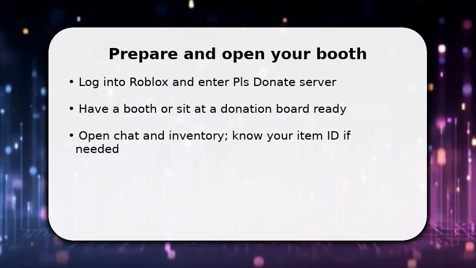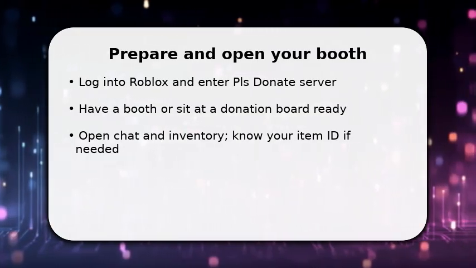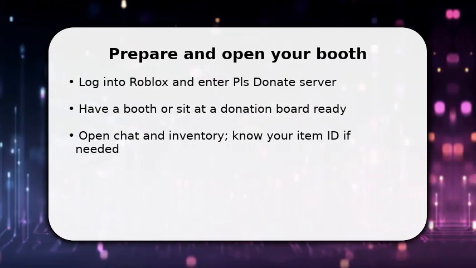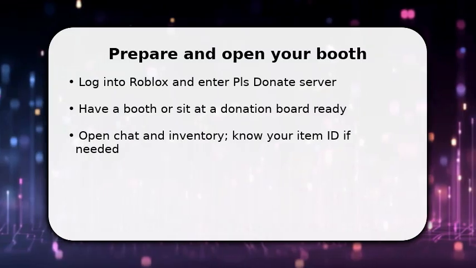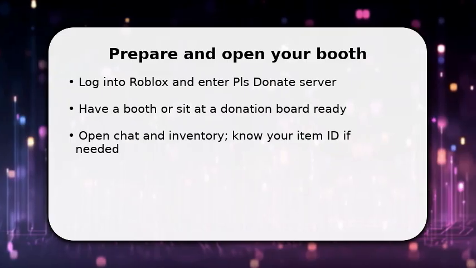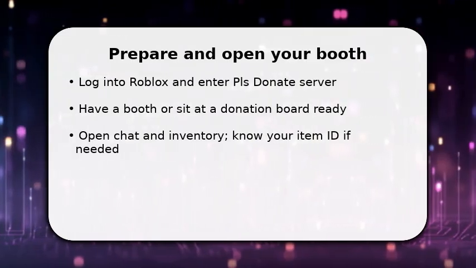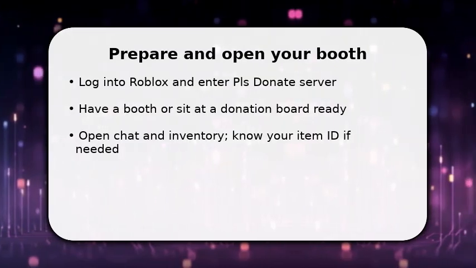You start by getting into the game with a stable connection and a visible booth. Once in, walk to your donation table and open your inventory so you can access the sign tool or item. Make sure you have permission to edit the sign or own the booth. If an item ID is required, copy it now. You do this so changes save immediately and you avoid interrupting donors later.